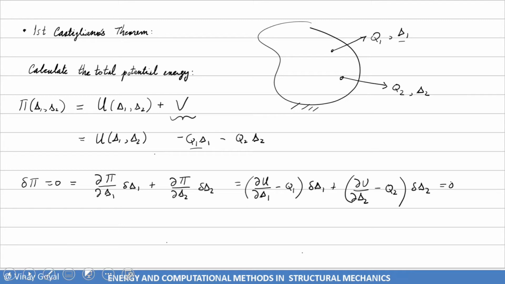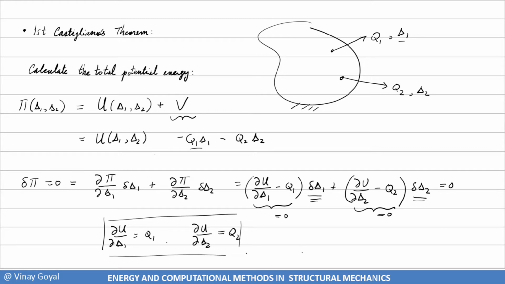And then I can use the fundamental lemma of calculus of variations. Since these variations are arbitrary, each of these has to be equal to 0 independently because they're a linearly independent summation here. Therefore, I get Castigliano's theorem, which is the derivative of U with respect to delta 1 equals Q1, and the derivative of U with respect to delta 2 equals Q2. And so now I have two equations and two unknowns, so I can solve for the loads Q1 and Q2 if I were to apply deflections delta 1 and delta 2 at these particular points. And so that's how we developed the first Castigliano's theorem.